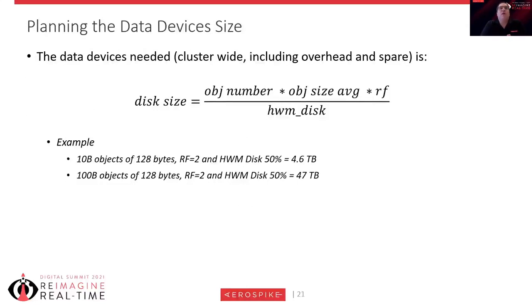Once we have that, we can understand how much data we will actually have on the database and how much data we need to be prepared for. So in terms of data, we'll have the disk size: the number of objects times the object average size, times the multiplication factor, divided by the high water mark for the disk. So if we have a 50% high water mark, then 10 billion objects will be 4.6 terabytes, and 100 billion objects will be 47 terabytes. That's just like we defined when we used a hybrid memory architecture.